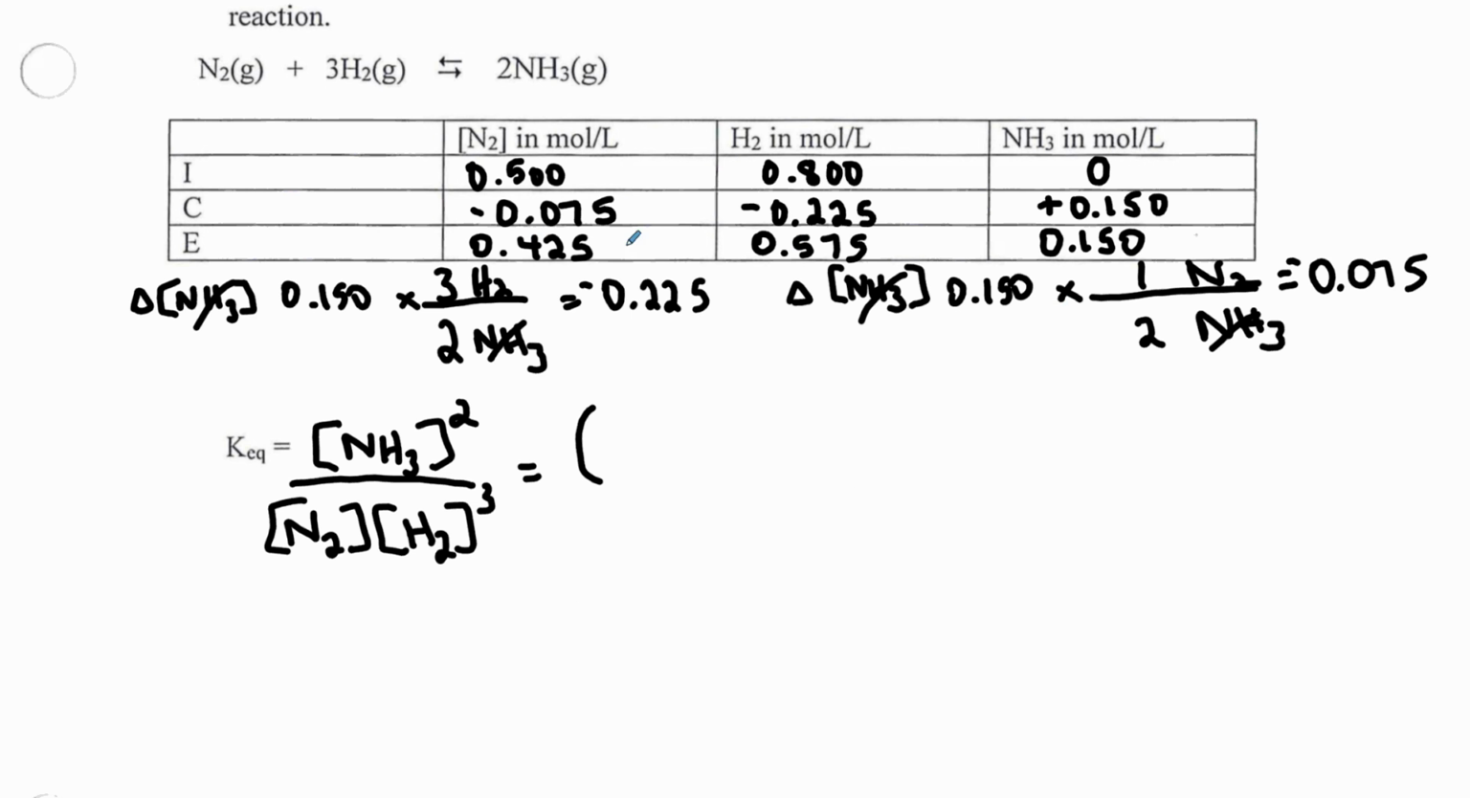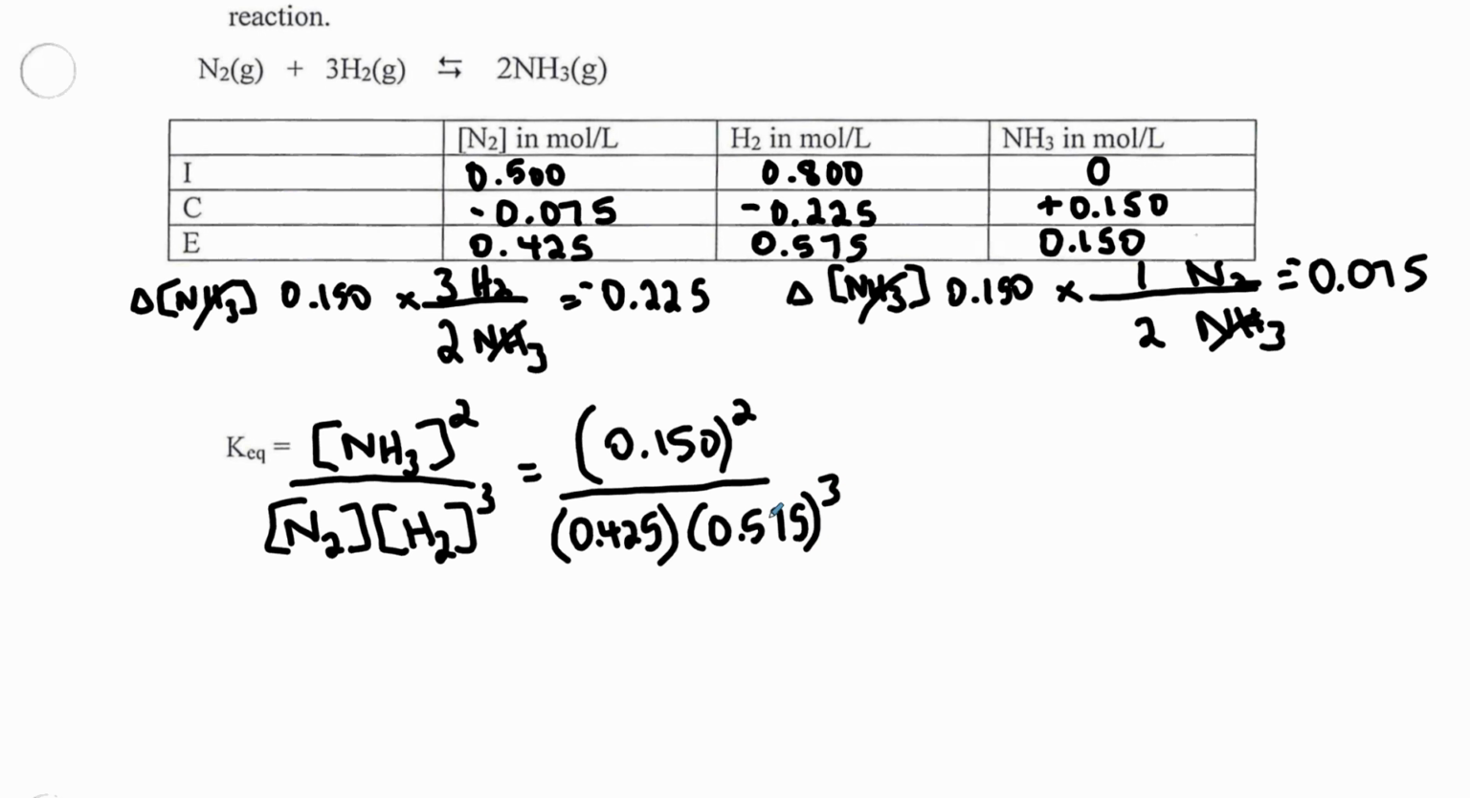So let's plug in those values. I'm using the bottom line of my ICE table, the equilibrium concentrations: 0.150 squared, and then we've got 0.425 times 0.575 cubed. Okay, so if we do all that calculating, what we get is 0.278 for my KEQ value.